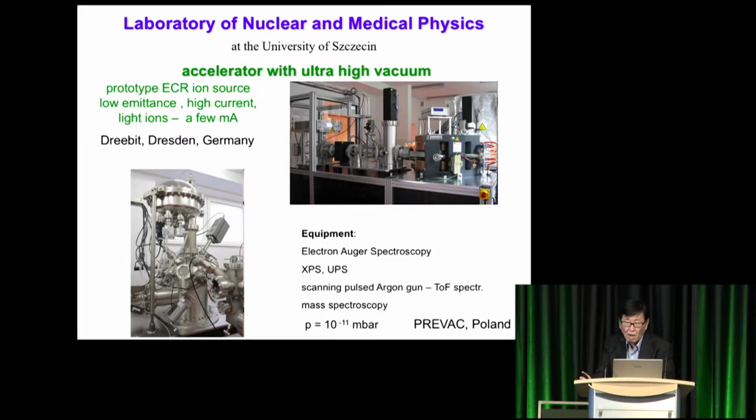So this is his laboratory. The group of Czerski has developed a new accelerator facility at the University of Szczecin. The upper photo shows the ECR ion source, which can provide low emittance, high current light ions. They call it UHV. The lower photo shows equipment for electron Auger spectroscopy for material diagnostics.